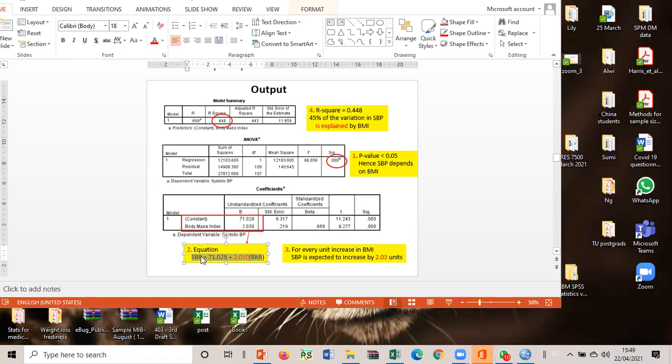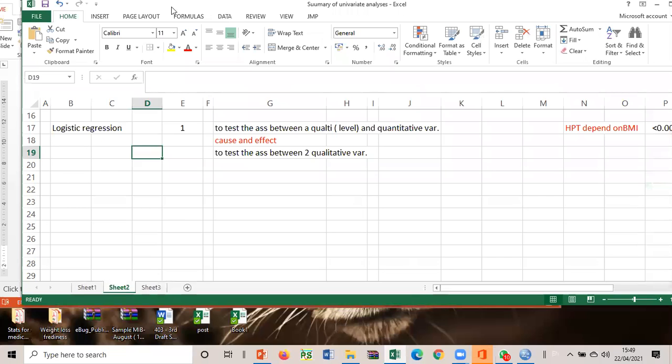Right. So now, let's say the person's BP is 150. How to reduce his BP? Let's say normal BP for him should be 140. How do you reduce his BP? By reducing BMI. How much must you reduce?